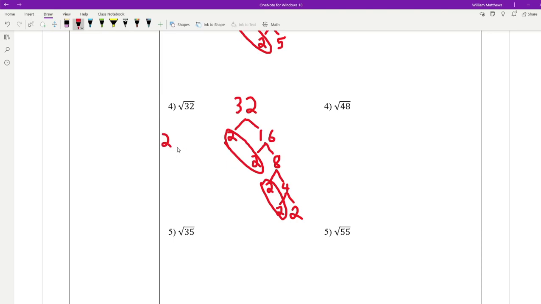Our first pair of 2, our second pair, and then our final number that did not pair up. We look at this, that's 2 times 2. We can simplify that some more, which gives us 4 square root of 2.